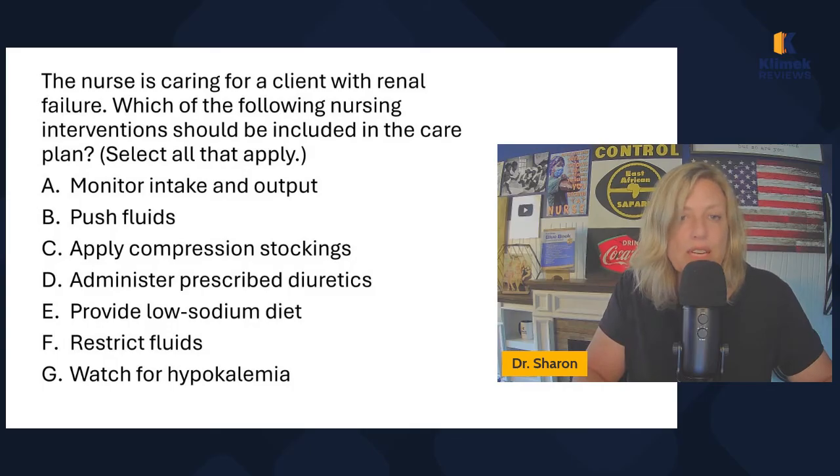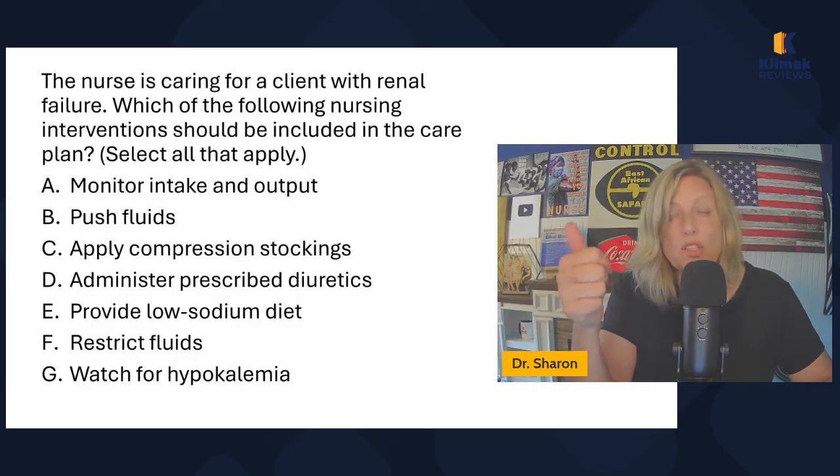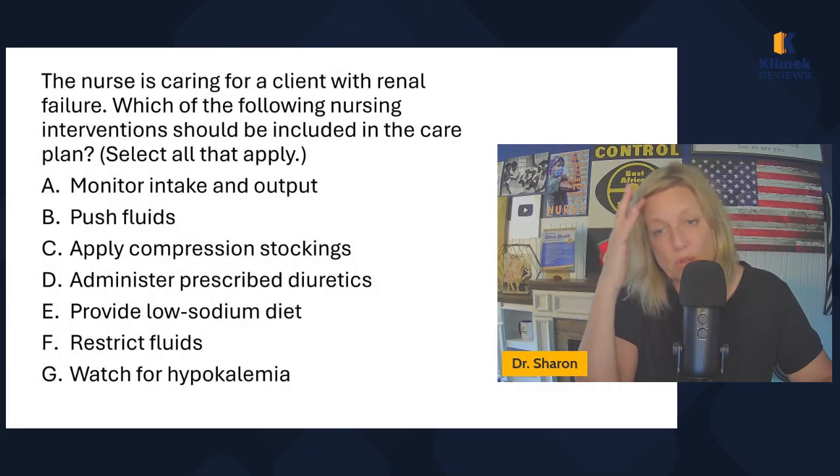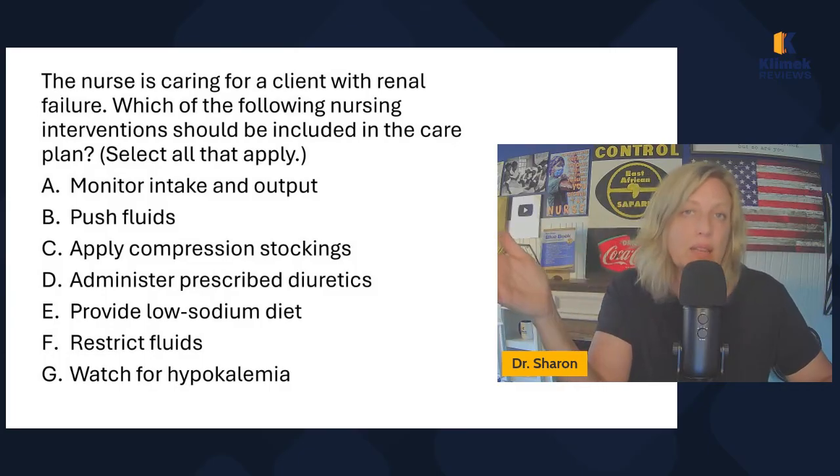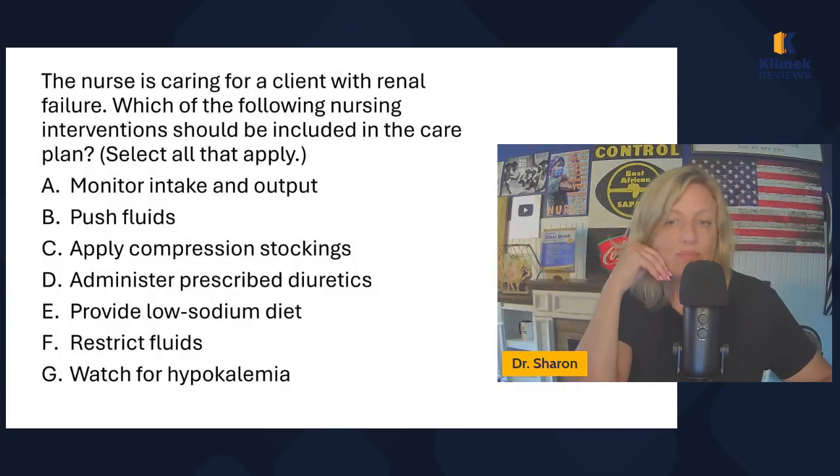The nurse is caring for a client with renal failure. Which of the following nursing interventions should be included in the care plan? All right, renal failure. Well, they're prone to fluid and electrolyte retention. So they're prone to fluid volume overload, and they're prone to retaining those electrolytes that normally would be excreted with the kidneys. All right. And then there's just kidney stuff too, I guess, to take into consideration. But let's see, monitor intake and output. Well, yeah, if they're prone to fluid retention, I want to monitor intake and output for renal failure.